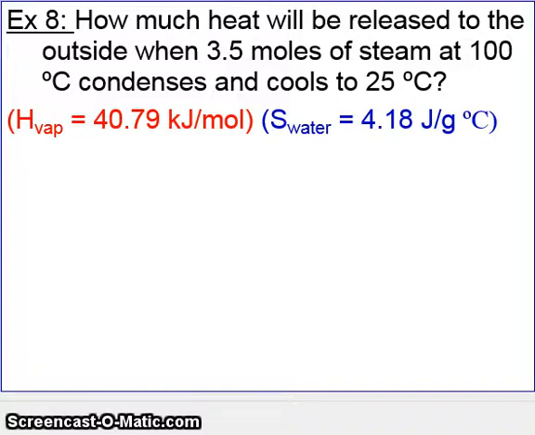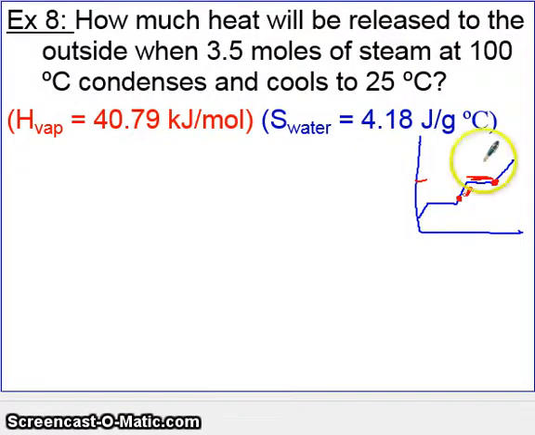What we're doing here is we're going backwards. By backwards, I mean we have our heating curve with the 3 parts. We're beginning with steam at 100 degrees Celsius, condenses and cools to 25 degrees Celsius. So here we have steam at 100 Celsius, and we want to get it down to regular water at 25 degrees Celsius. So we want to come down here. We have to go through 2 portions of the heating curve. We have to condense the steam, and then we have to cool the water.